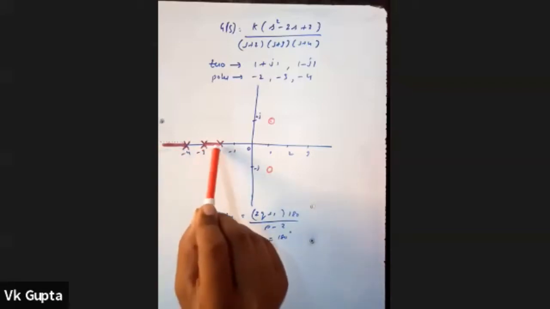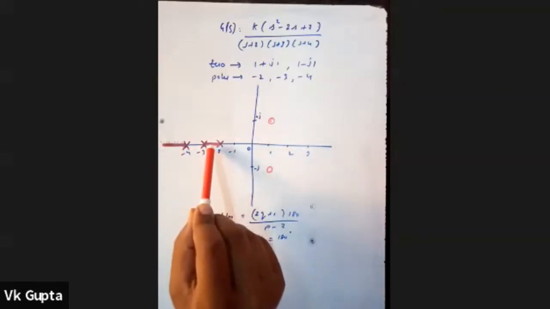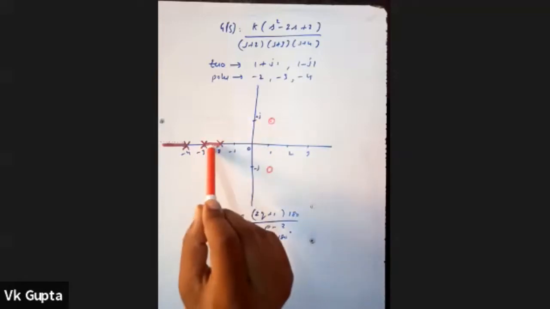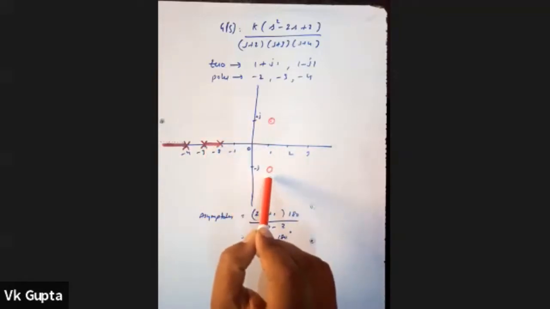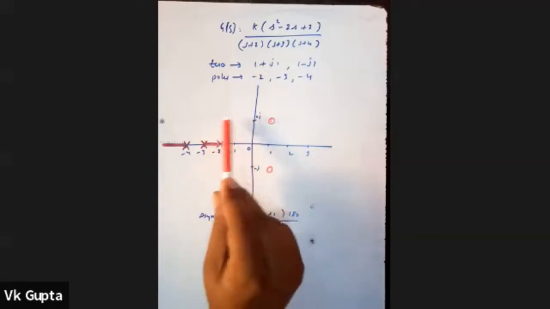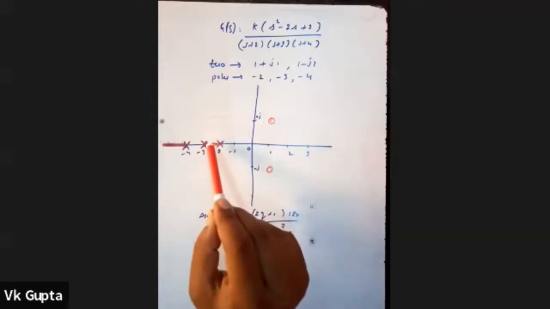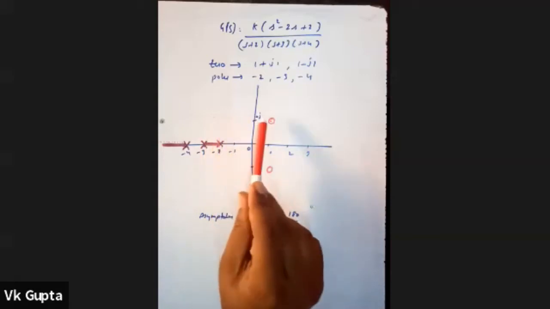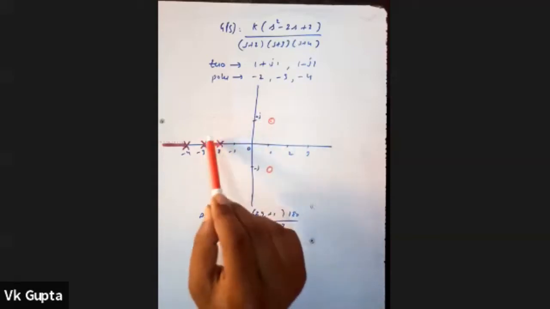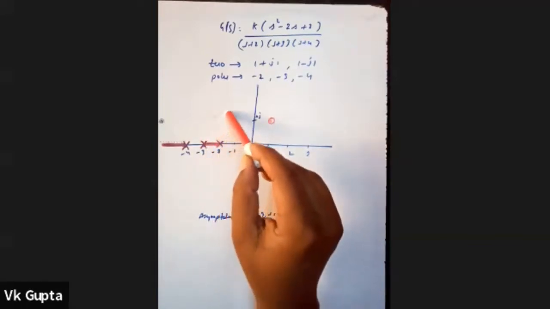Now these two will go to zeros. So both will travel up to some point, then one will go to one zero and the other will go to the other zero. Now here the angle of departure is not there, but the angle of arrival is there. So please note that instead of the angle of departure, we have to calculate the angle of arrival. Same formula. At what angle the branch is arriving at the zero.